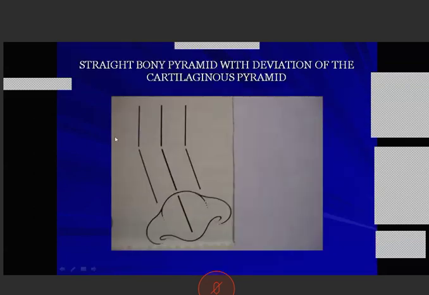Here you can see there is a straight bony part. The external nasal pyramid, the nasal bones, is straight and there is a deviation of the cartilaginous pyramid. The anterior caudal part of the cartilage is in the same line with the anterior part of the cartilage. So the bony pyramid is in a straight line and there is a deviation of the cartilaginous part towards the left.